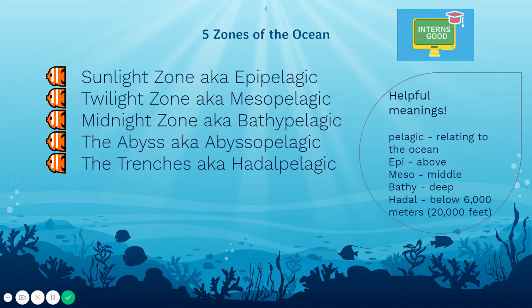Then we have the scientific names. We have the epipelagic zone, the mesopelagic zone, the bathypelagic zone, the abyssopelagic zone, and last but not least, the hadopelagic zone. And here's some helpful meanings to better understand their scientific names. The suffix pelagic means relating to the ocean. Epi means above, which makes sense because the sunlight zone is the uppermost layer of the ocean. We have meso, which means middle, bathy, which means deep, and hadal, which means below 6,000 meters or 20,000 feet, which is really deep.